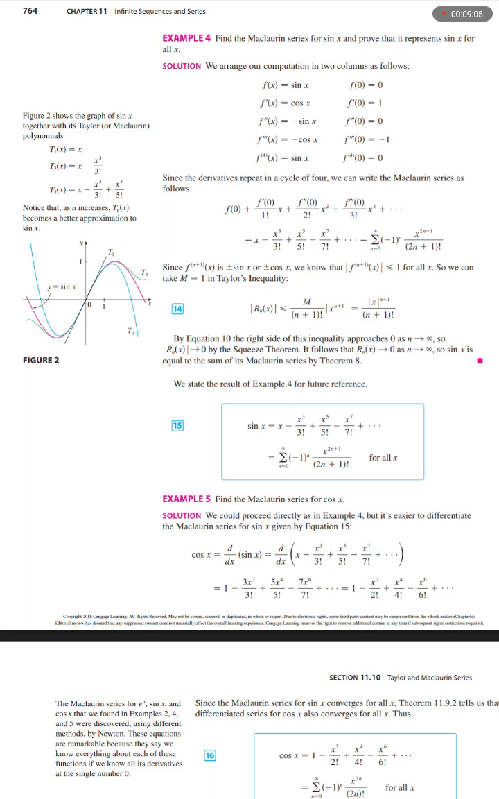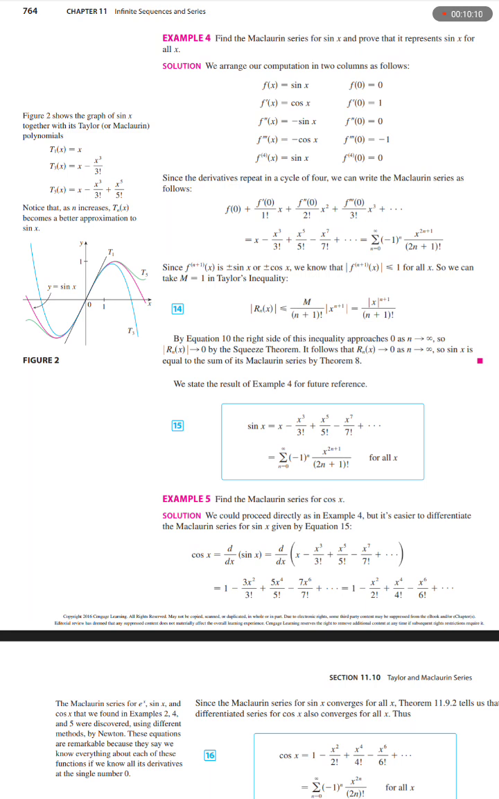Since the n plus 1 derivative of f of x is plus or minus sine x or plus or minus cosine x, we know that the absolute value of the n plus 1 derivative of f of x is less than or equal to 1 for all x, so we can take big M equals 1 in Taylor's inequality. Equation 14, the absolute value of big R sub n of x is less than or equal to big M over n plus 1 factorial times the absolute value of x to the power n plus 1, equals the absolute value of x to the power n plus 1 over n plus 1 factorial.